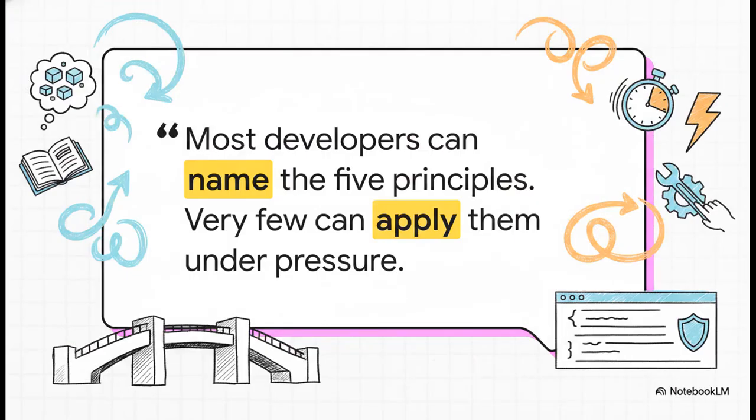So let's start with a pretty blunt truth. Most developers out there can easily name the 5 principles, but very, very few can actually apply them under pressure when a massive deadline is looming. Knowing the acronym just isn't enough, right? Our goal today is to bridge that gap between theory and execution, literally line by line, so you can write code that actually survives contact with the real world.